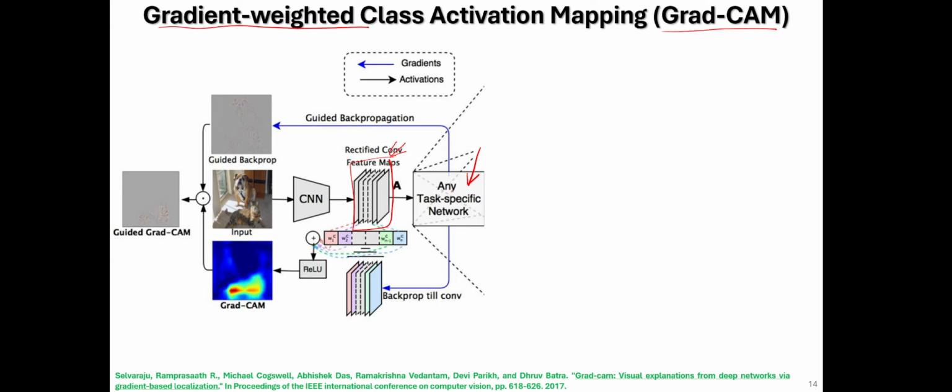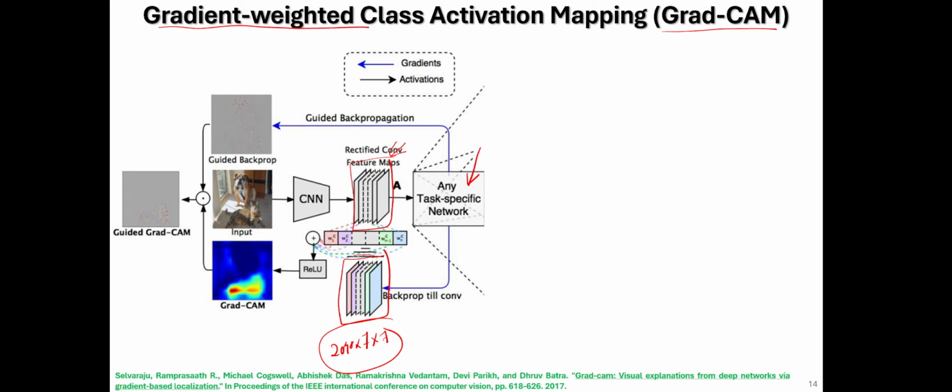Instead, you're going to do a back propagation with this class, the desired class, as 1 and all other classes as 0. You do the back propagation till the desired layer, which is actually the last convolutional layer, and these are nothing but the gradients for the convolution map. So the dimension will be exactly the same, let's say 7 cross 7 and 2048 of them, same as this. The only difference is this is activation and this is the gradients.